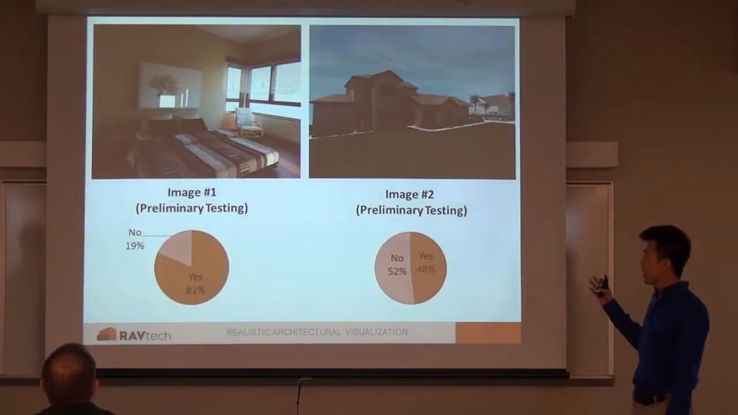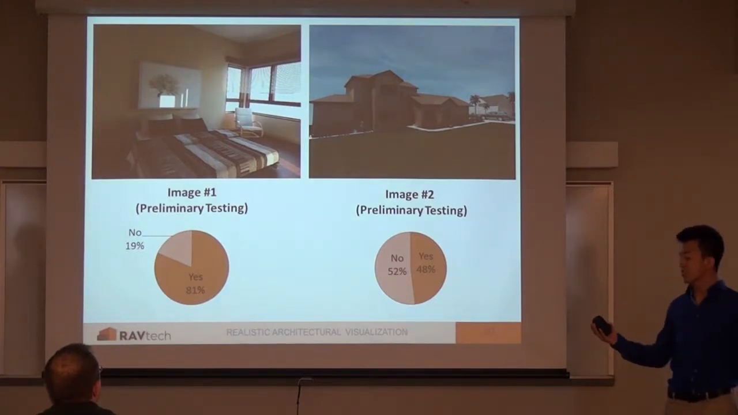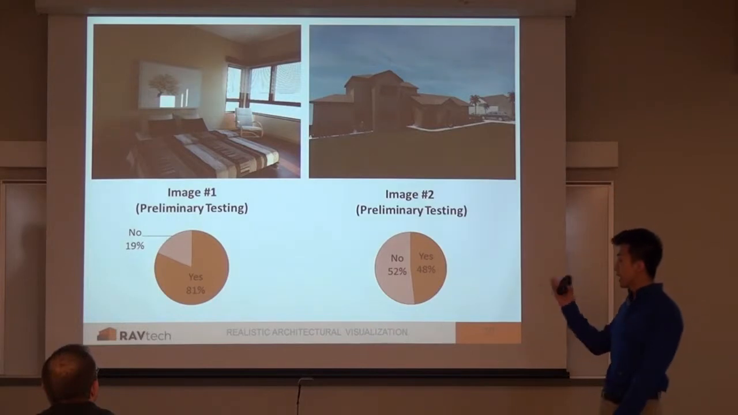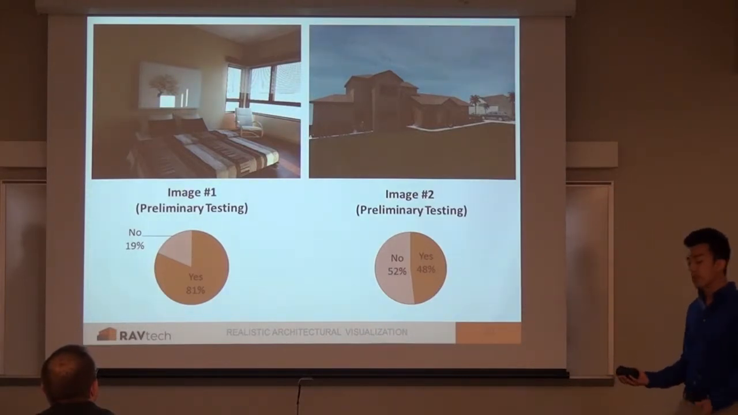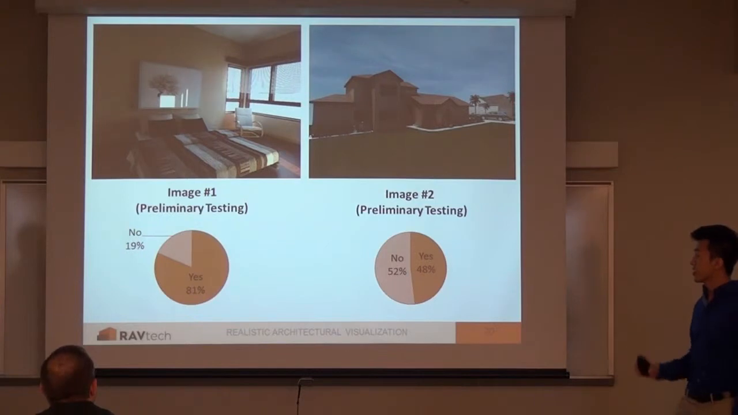So this is a sample of our first preliminary testing. We did 6 images, and the image on the left had 81% of people say yes, this is a photorealistic rendering. Like I said earlier, they probably said this because the comforter and the materials look great, but some of the shadows and reflections look a little off.